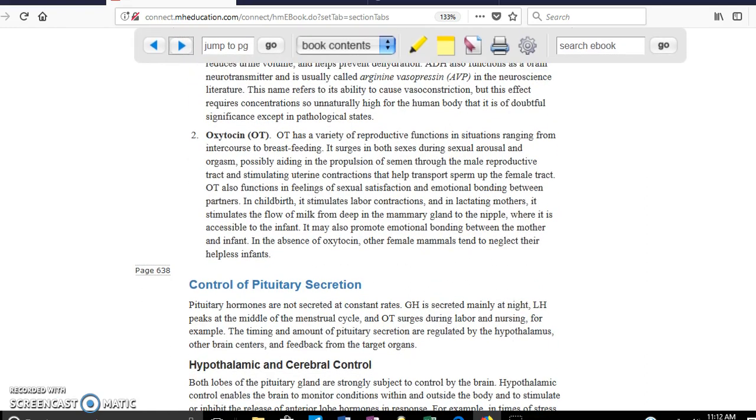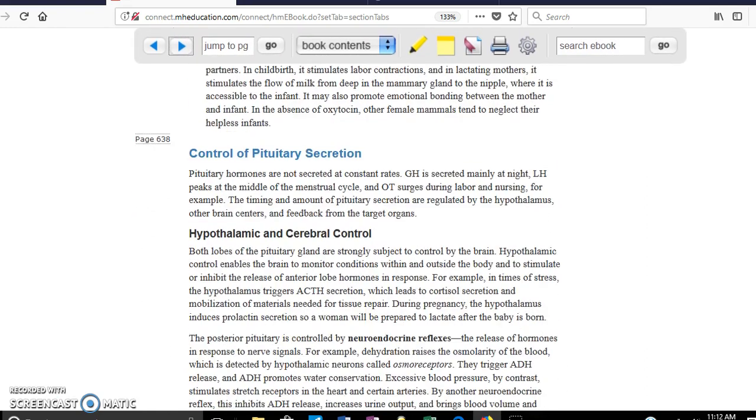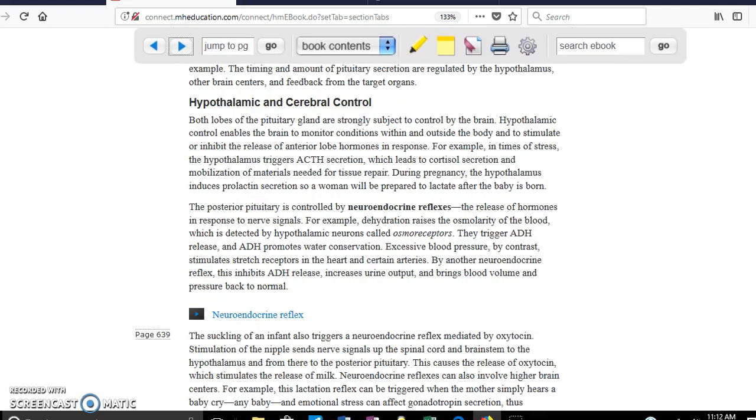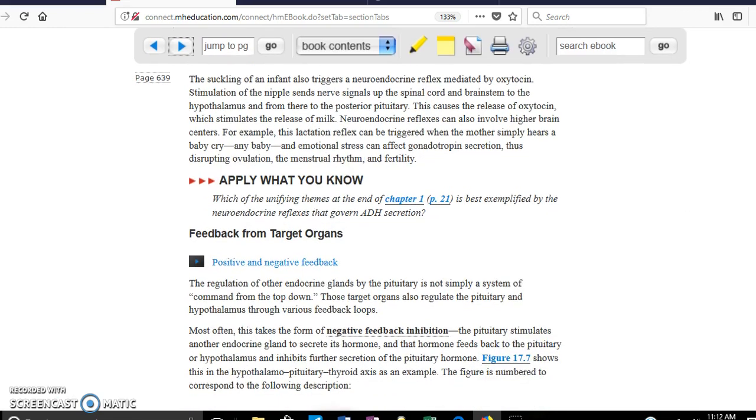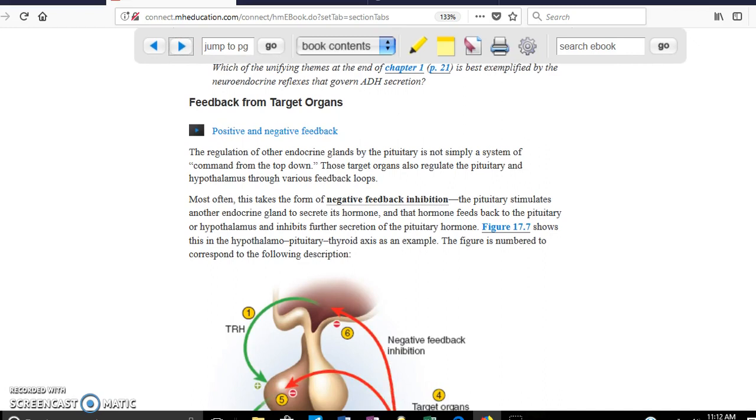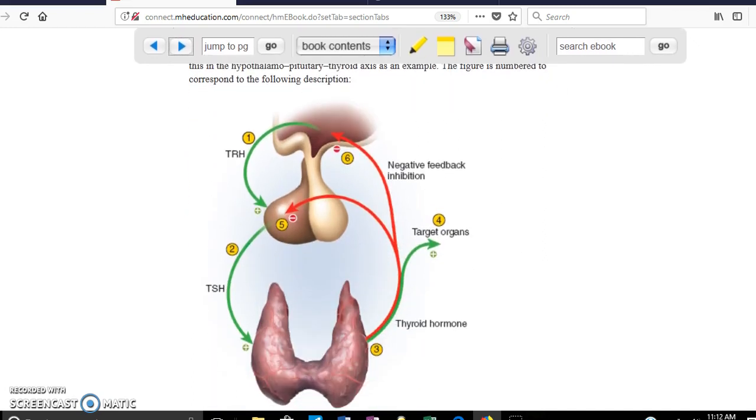We already mentioned that. Control of pituitary secretion, obviously that is done by your brain. What part of your brain in particular is going to be the hypothalamus. We said the hypothalamus controls everything in your body with respect to hormones. And how the target organs, in this case the other glands, are going to respond to that. Most of the time that is done with a negative feedback.